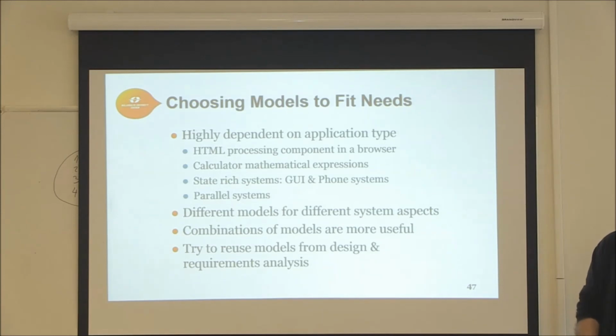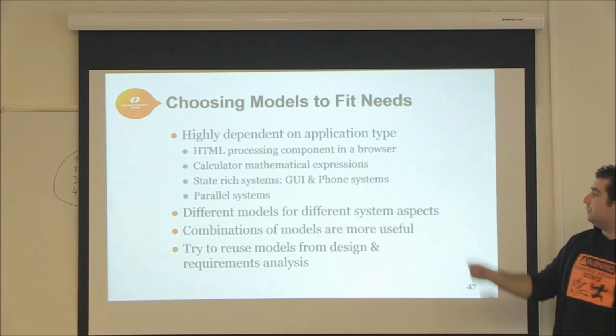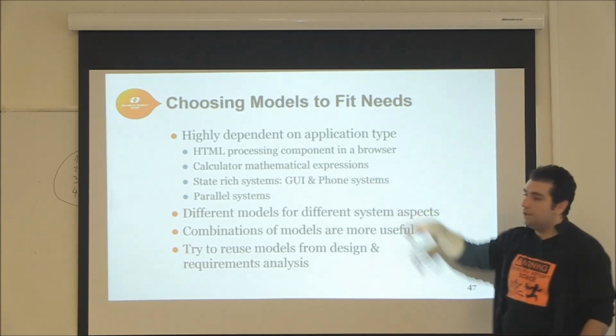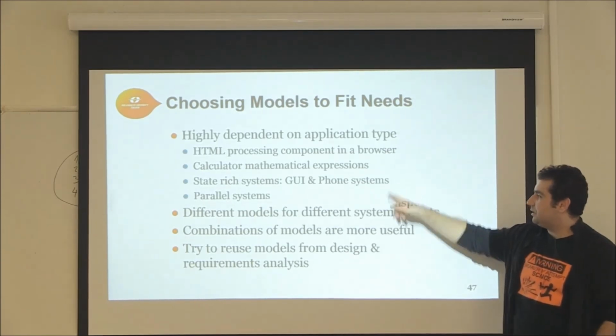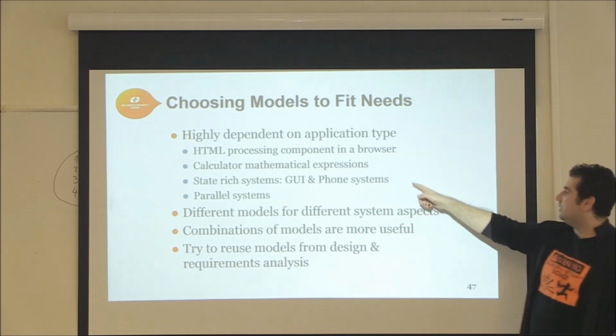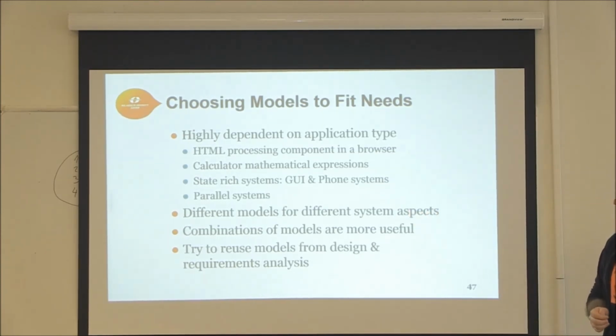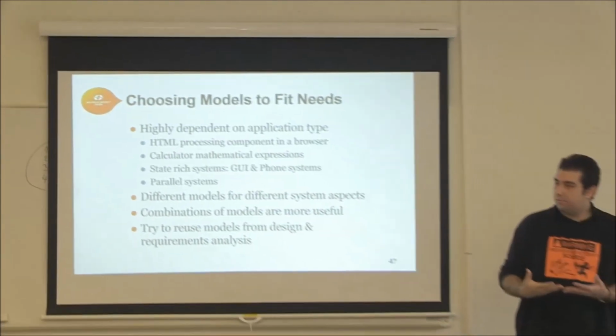Choosing models to fit needs. Now, it depends what application you're building. So there are models for an HTML processing component in a browser, and for a calculator with mathematical expressions you have a different model. For this one, it's better to use models like Simulink and function block diagrams. Then if you have a GUI and phone system, it's better to have just a simple finite state machine, because this can become very complicated in the number of states. So basically, you have different models for different aspects, and combinations of models are mostly useful.